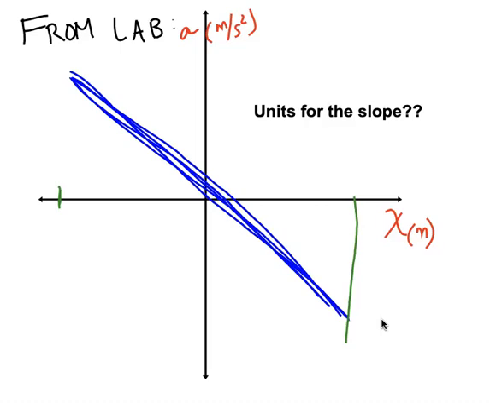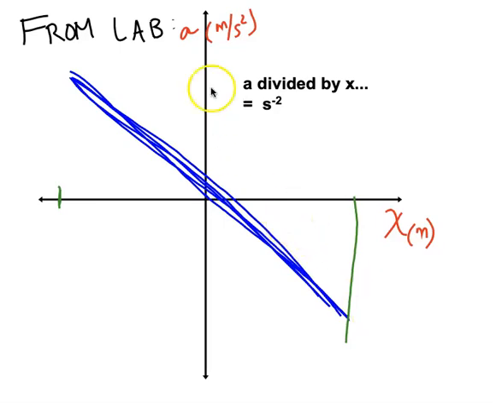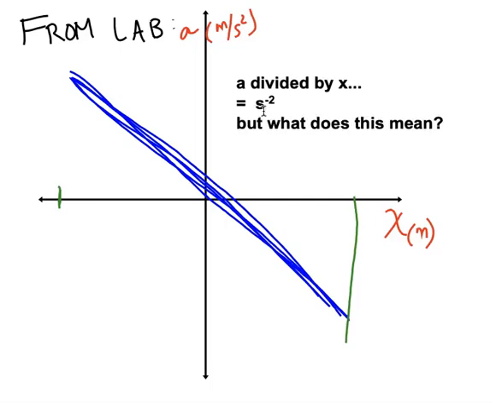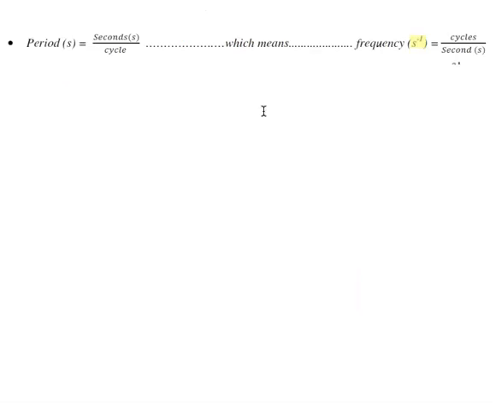We can also look at the slope. So if we look at the slope on this graph, we're going to have acceleration in meters per second squared. Then we're going to divide that by meters. The meters will cancel out, so we get units on our slope that are seconds to the -2, or 1 over second squared. So what does that mean?